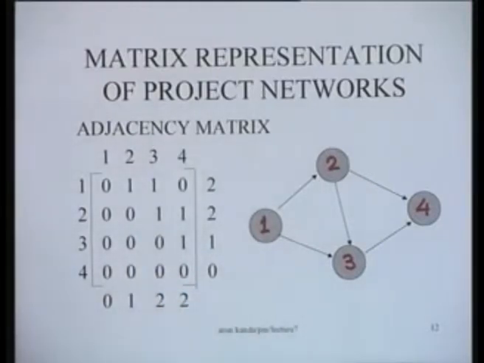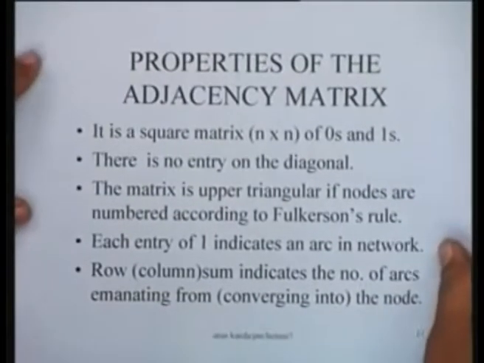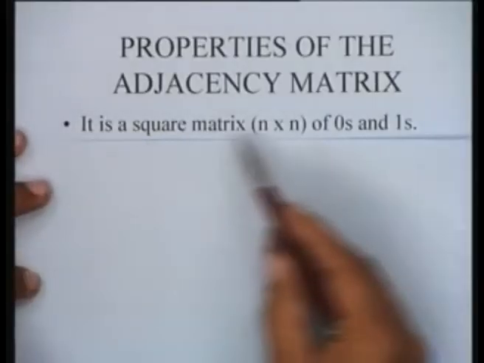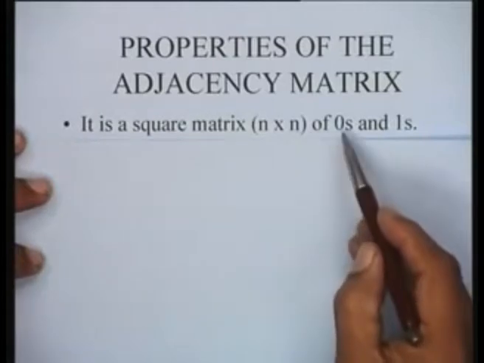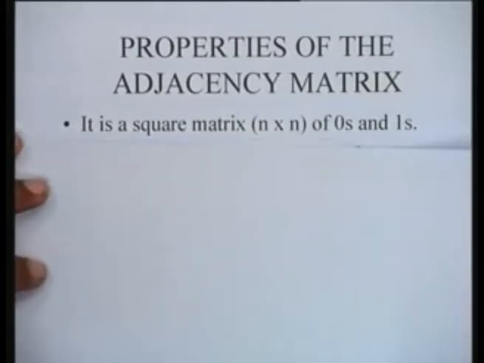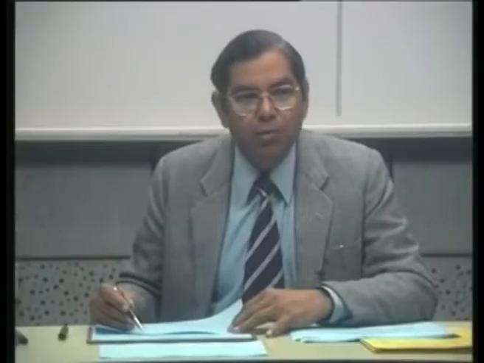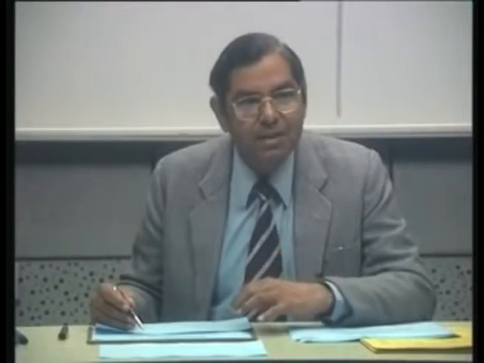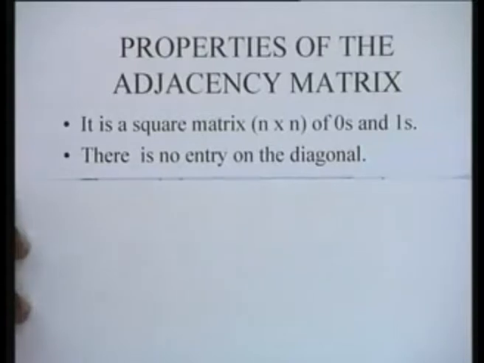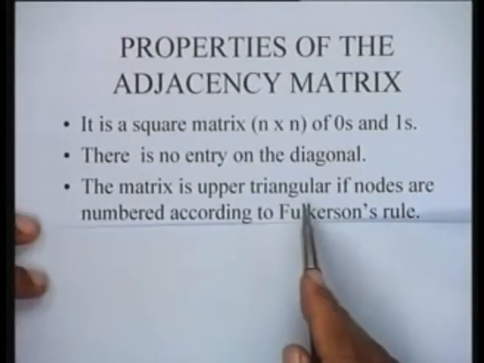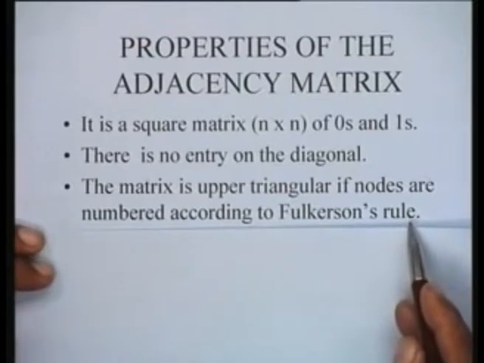The adjacency matrix has certain very interesting properties. Some of the properties of the adjacency matrix are summarized here. It's a square matrix of size n by n consisting of zeros and ones, as we have seen. There is no entry on the diagonal of the matrix. Why is that so? Because there is no self loop, that is, there is no arc which goes from the node to itself. The matrix is upper triangular if nodes are numbered according to Fulkerson's rule. This is what happened in the example that we considered.